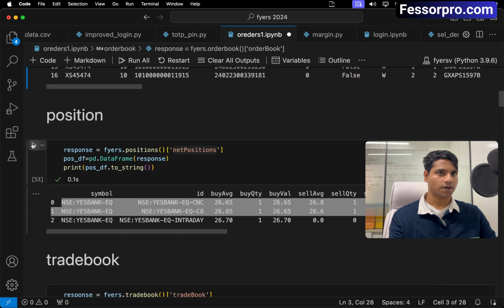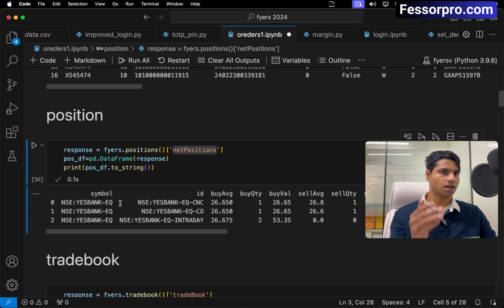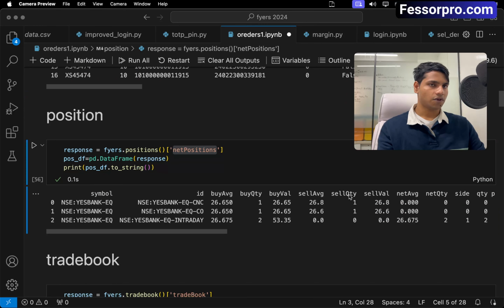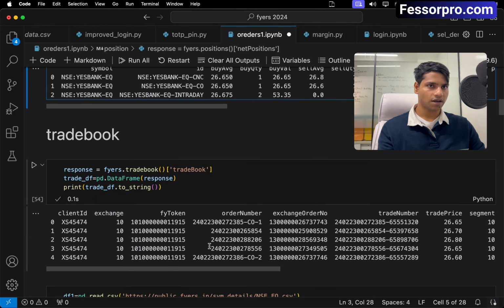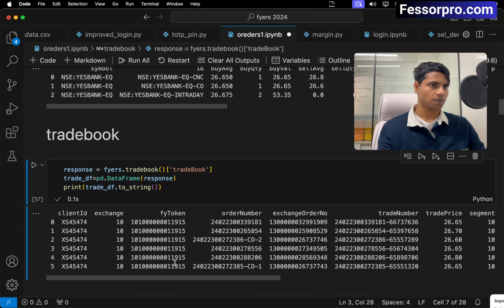If I run the position, there are still 3 rows. Why? Because the quantity has changed. Net quantity is 2. And if I look at the trade book, there were 5 rows. If I run the code, there would be 6 rows now.